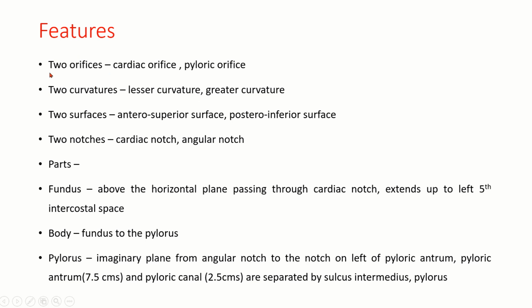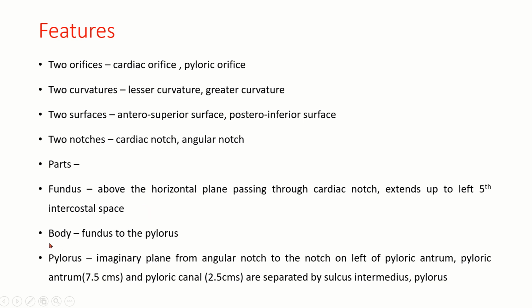Features: two orifices, the cardiac orifice and the pyloric orifice; two curvatures, lesser curvature and greater curvature; two surfaces, anterior superior surface and posterior inferior surface; two notches, cardiac notch and angular notch. Parts: the fundus is above the horizontal plane passing through the cardiac notch. It extends up to the left fifth intercostal space. When this fundus is distended, it will cause cardiac distress.